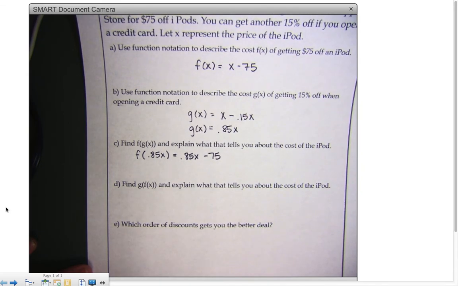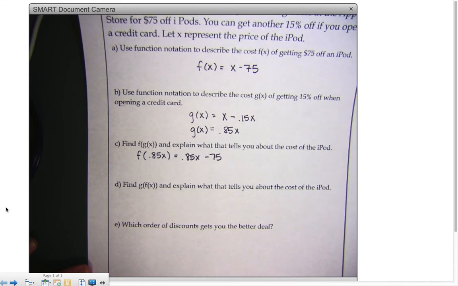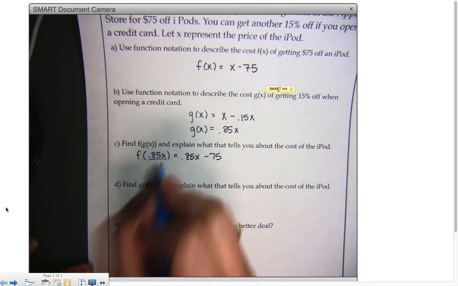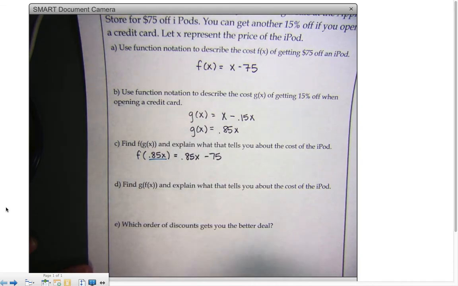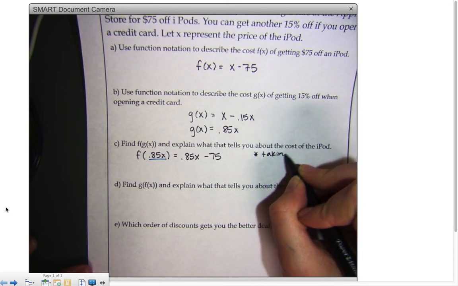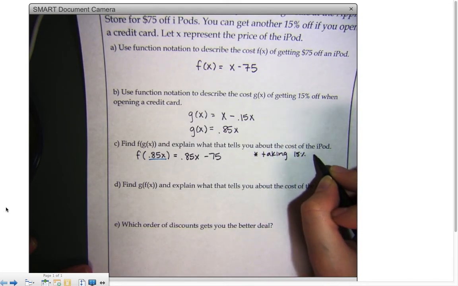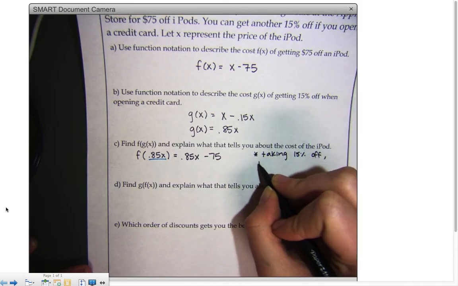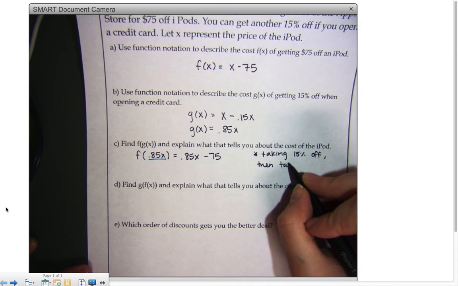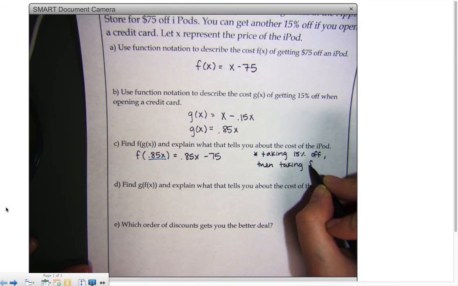What does this tell me about the cost of the iPod? This is saying that first I'm applying the function on the inside. So this is saying first I'm taking 15% off, and then I'm taking off $75. So this is first taking 15% off, then taking $75 off.